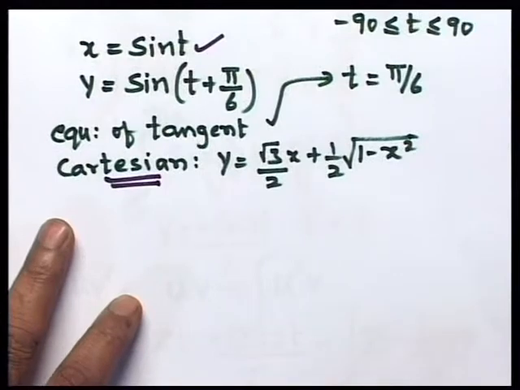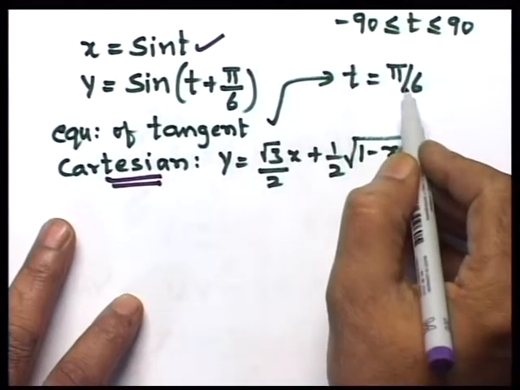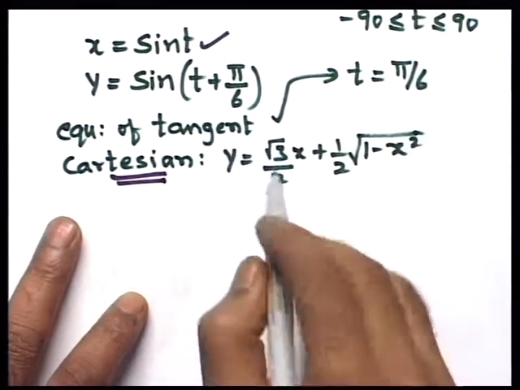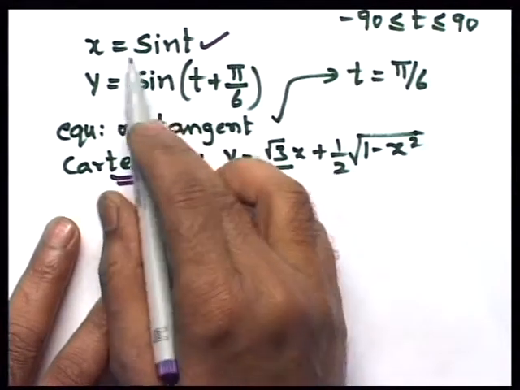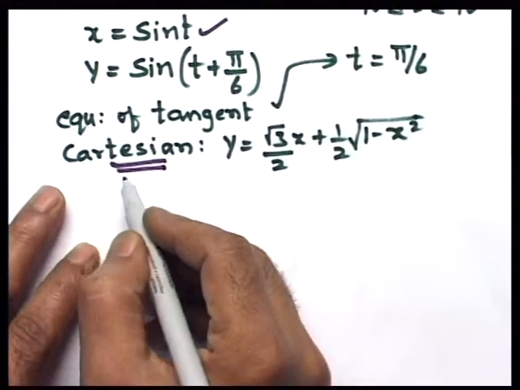Okay, the first one. At t equals pi over 6, we need to find the equation of the tangent. So let's go and find dx over dt and dy over dt.